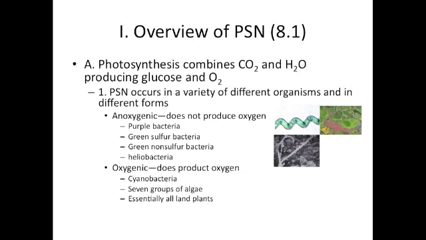In different organisms, photosynthesis can occur in a variety of ways. Anoxygenic, which means that it does not produce oxygen as a byproduct, occurs in four different organisms: purple bacteria, green sulfur bacteria, green non-sulfur bacteria, and heliobacteria. And so the helio means it's a spiral, so the ones that you see that are in a spiral are your heliobacteria. The other form of photosynthesis is oxygenic, which means that it does produce oxygen. So this is our cyanobacteria, 7 groups of algae, and then essentially all land plants that we know.